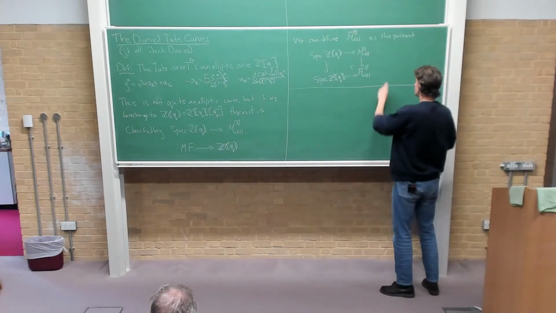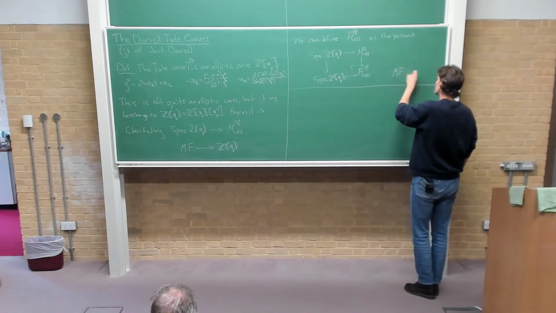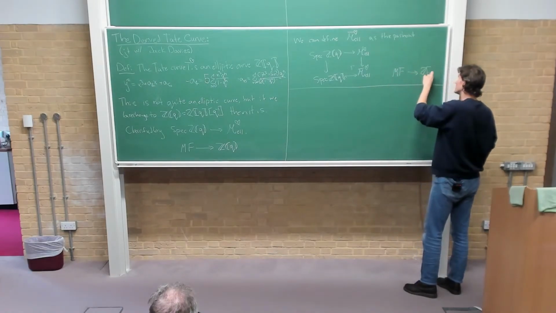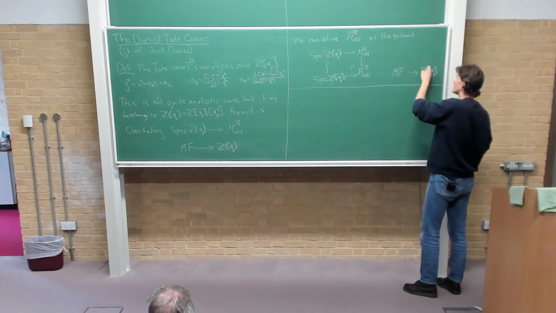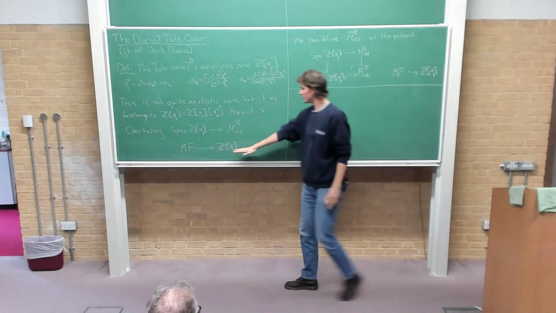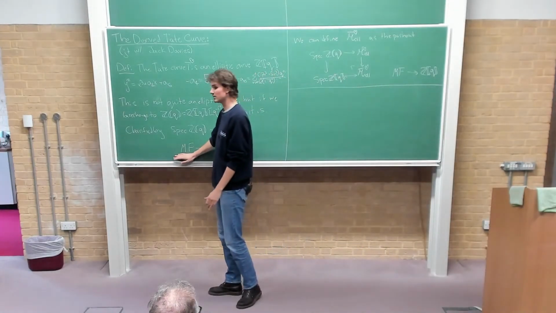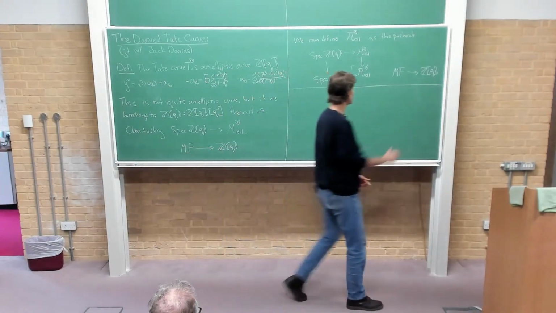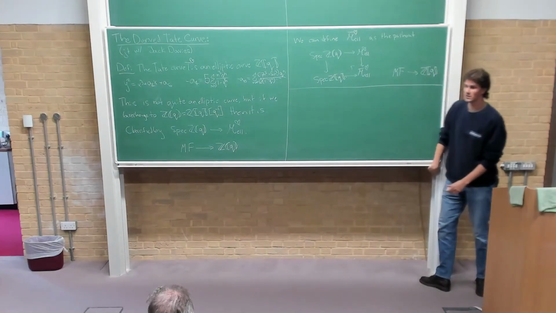And so this bottom map induces a map, which is another q-expansion map. Now this is a meromorphic q-expansion map. My modular forms are allowed to have poles at 0, and here they no longer have poles.